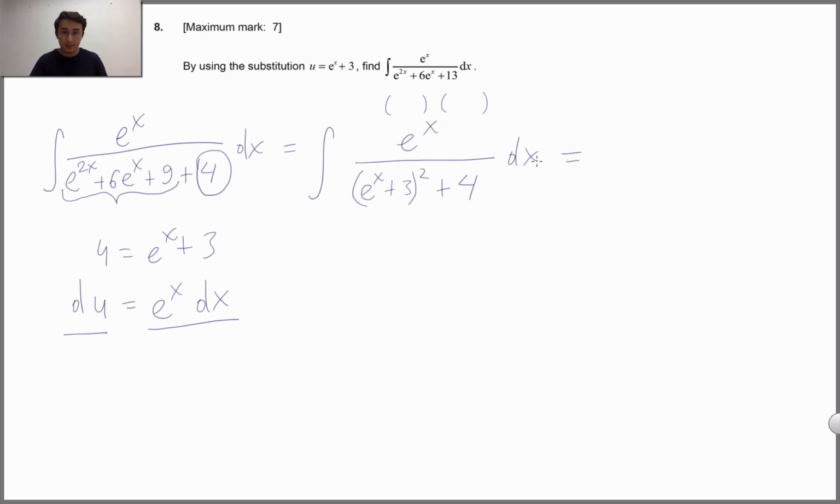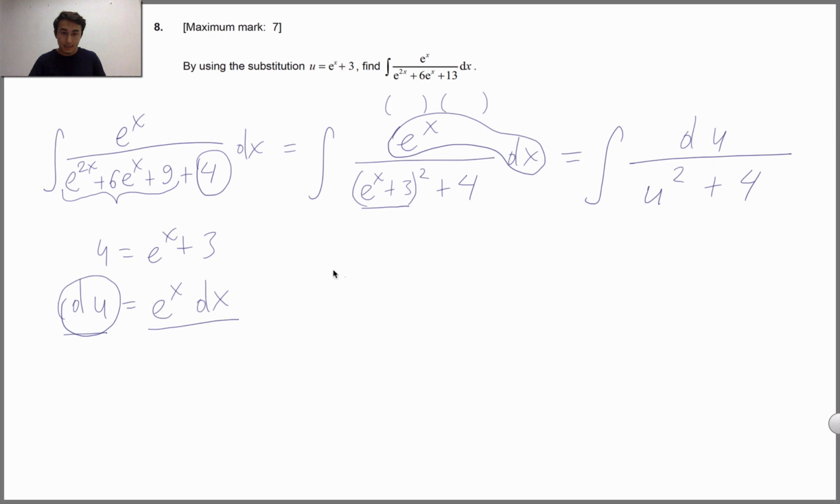And from here, so we have ex dx. Basically, instead of this ex dx, what we can put is du, right? Are you with me, guys? So it will be like this, du over, and then ex plus 3 is u, so u squared plus 4, right? And so it's equal to, let's see, if you look on your booklet, guys, you will realize there is a formula for this, u squared plus 2 squared du.